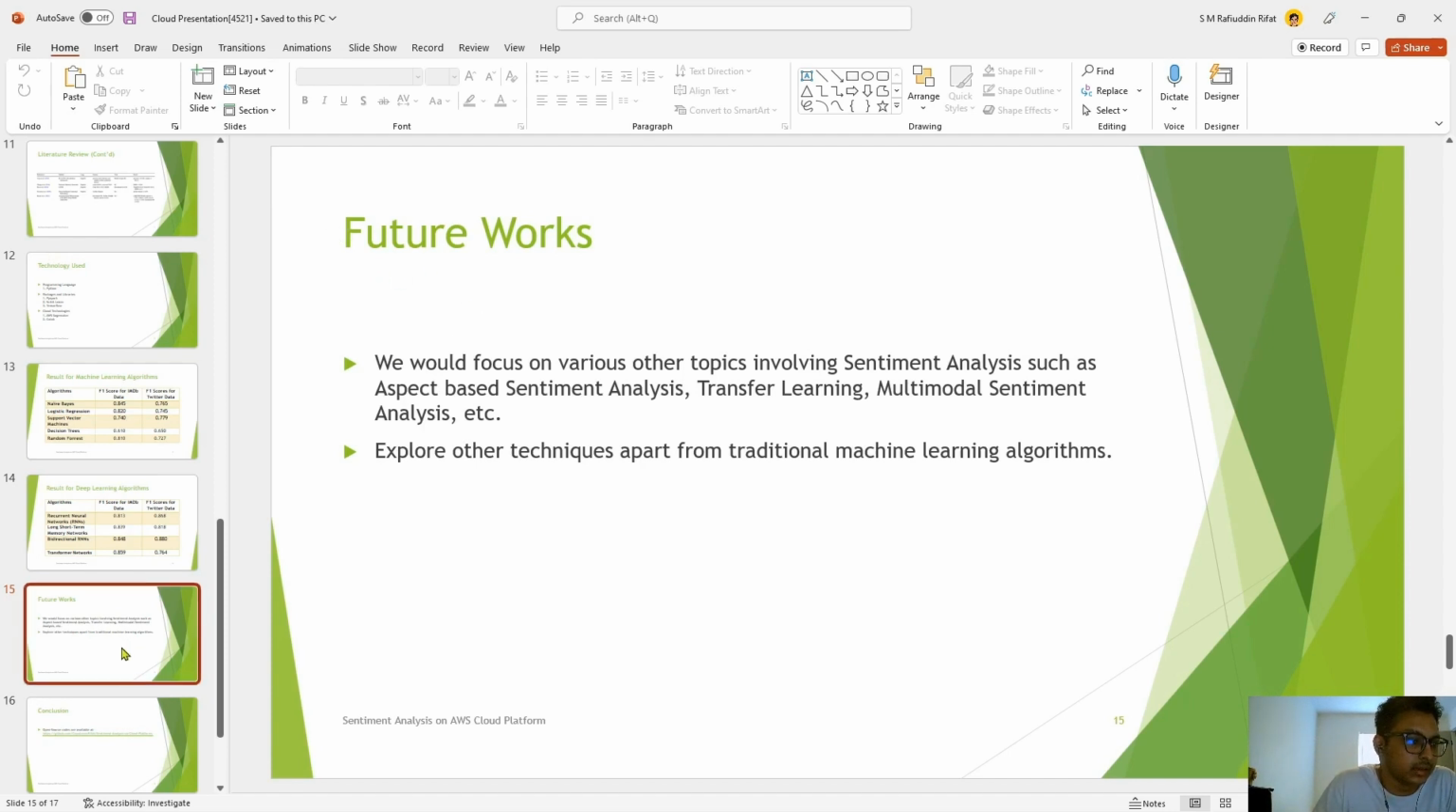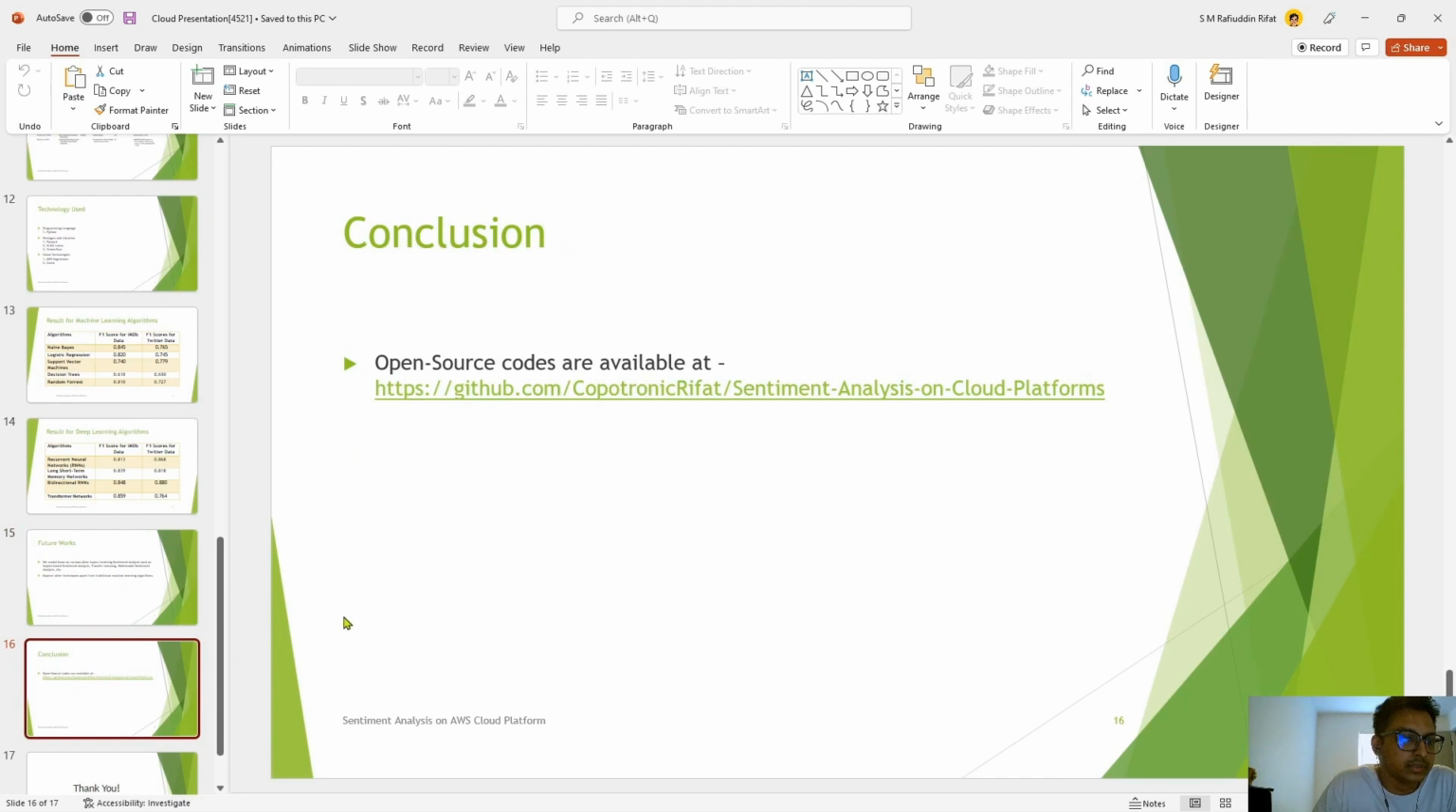And here is the conclusion: we have open sourced our code on a GitHub repository. As you can see, I have given the link here. If you have any question about the code, you can email me. These codes are all open sourced.